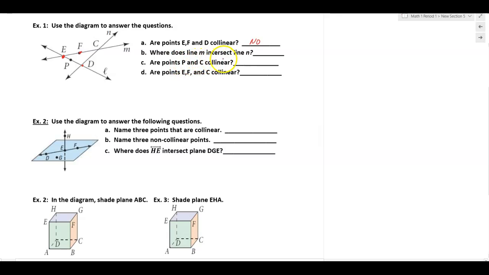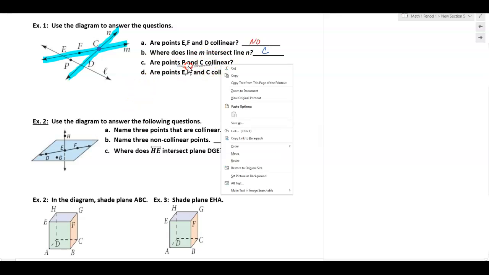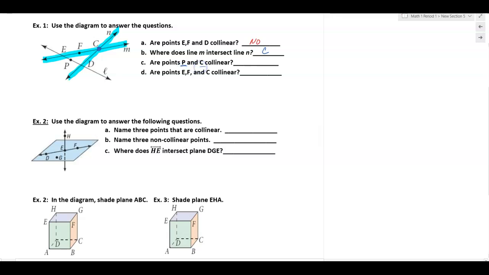Letter B, where does line M intersect line N? Well, if I look at line M, that's this one here, and line N is here, those intersect at point C. Are P and C collinear? Anytime they ask you if 2 points are collinear, the answer will always be yes. Because if I look at P and C, although they're not on the same line, could I draw a line through them? Yes. Now, how about E, F, and C? If I look at E, F, and C, those are collinear.